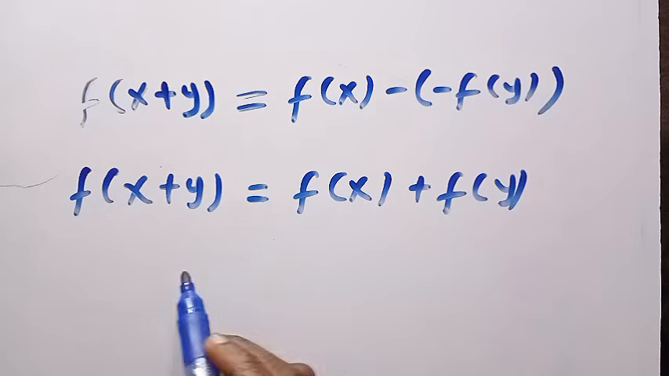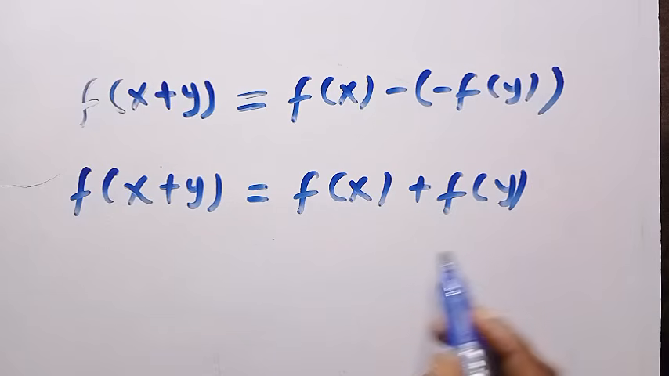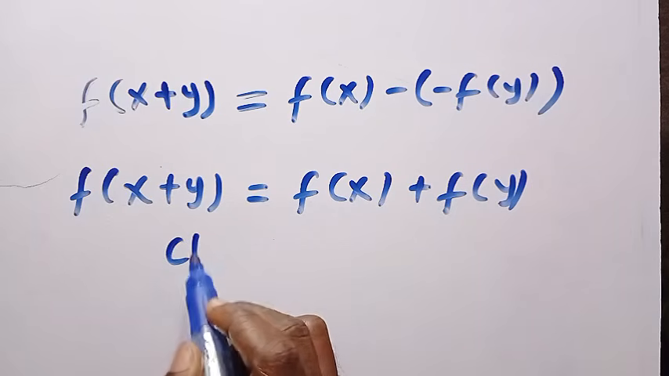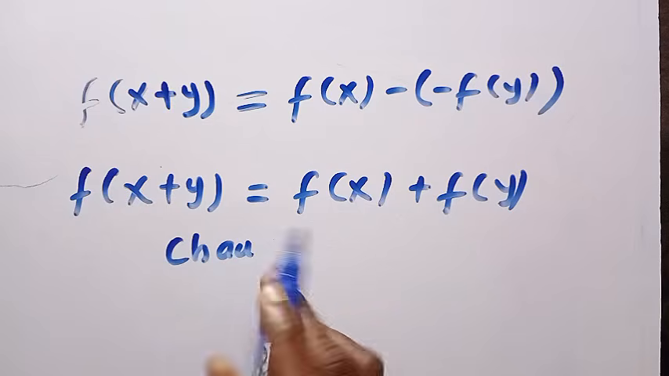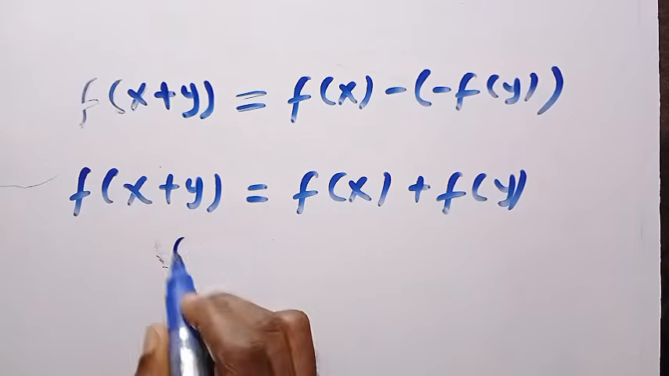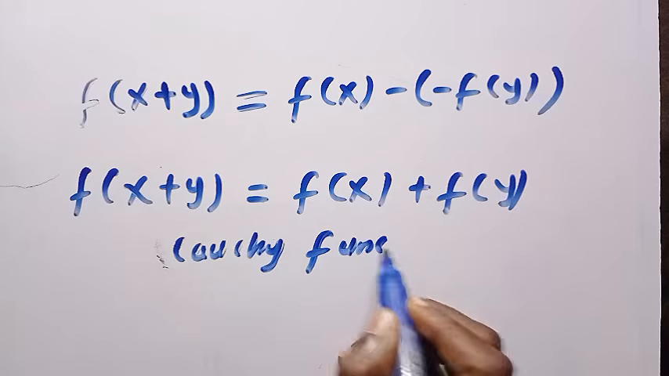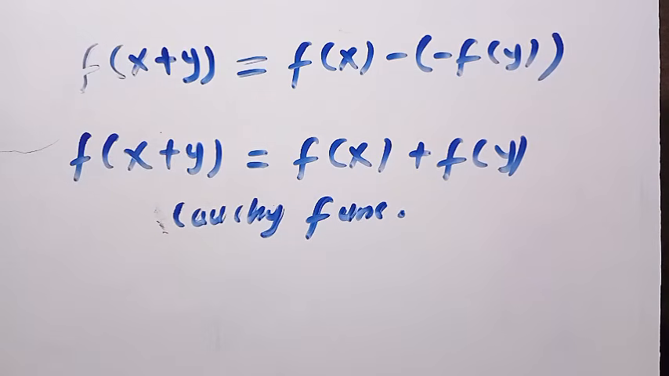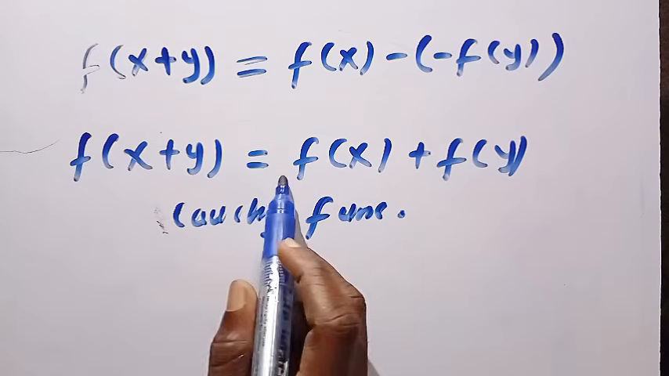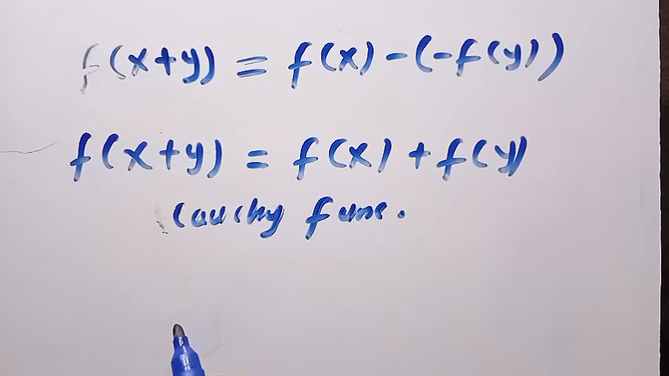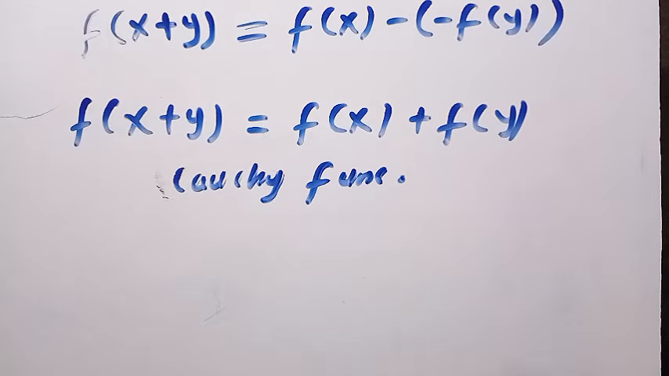So this is called Cauchy. We call it Cauchy functions. So if this is a Cauchy function, we have f of x plus y equals f of x plus f of y. Then we want to obtain the integral multiple. So to get the generalization, we find the f of 16.